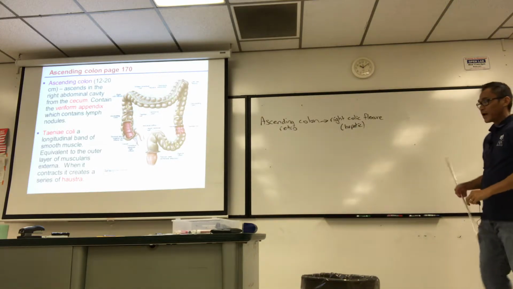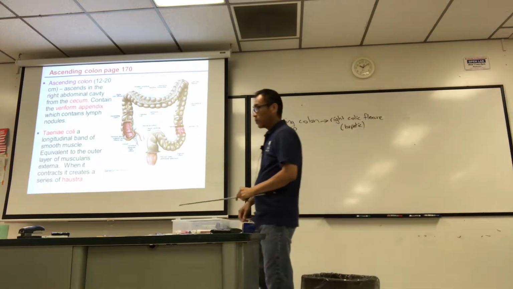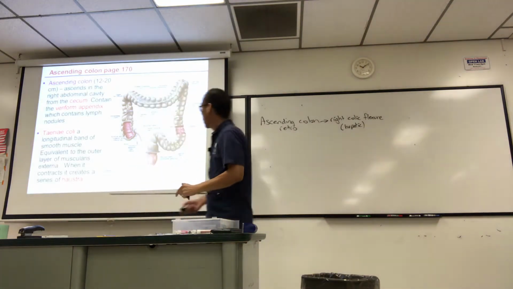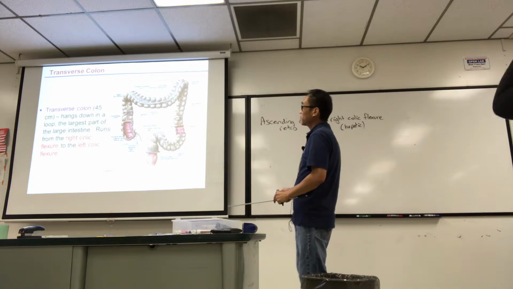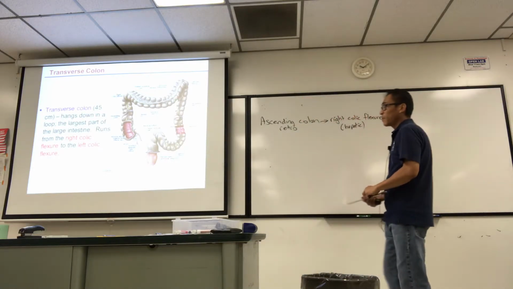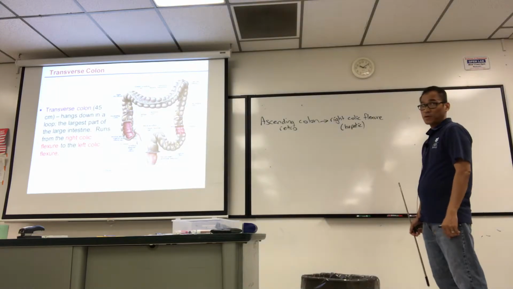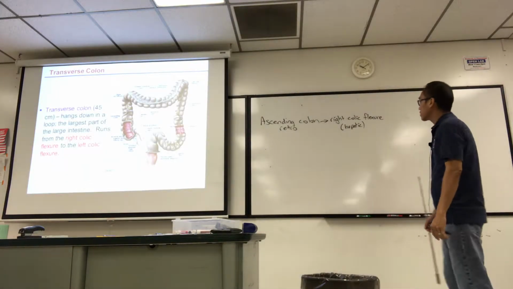Well, anyways, the transverse colon runs transversely. When you get to the transverse colon, you're back to intraperitoneal. There's some notes on the transverse colon. It's the longest segment, about 45 inches long. It's pretty much following the greater curvature of the stomach, which is why it has that kind of sagging appearance.